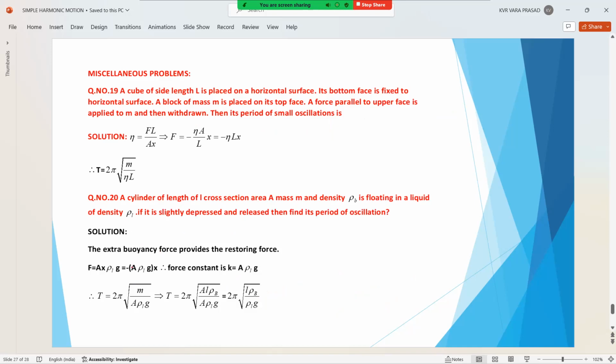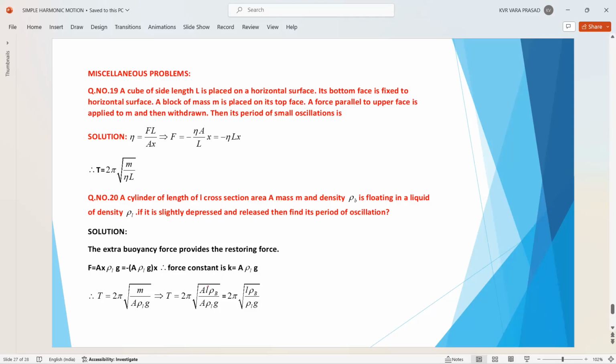See the question carefully. A cube of side length L is placed on a horizontal surface. Its bottom face is fixed to the horizontal surface. A block of mass m is placed on its top face. A force parallel to the upper face is applied to m and then withdrawn. Then its period of small oscillations is?